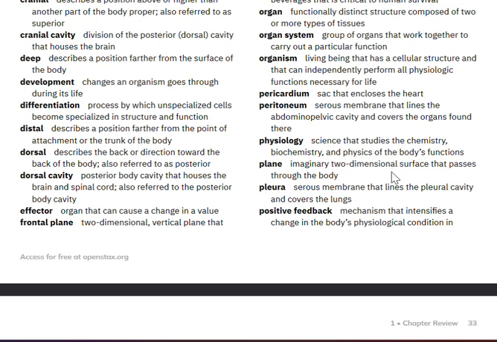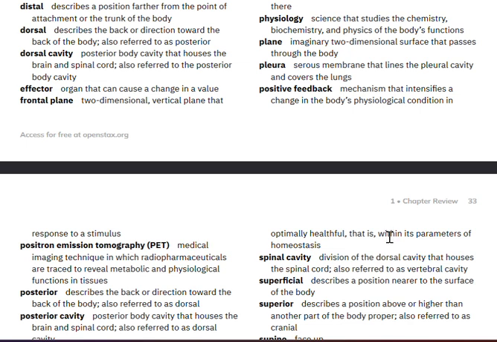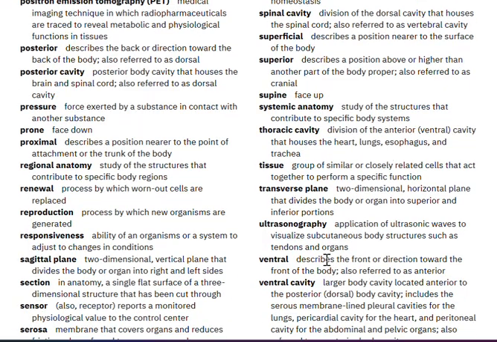Pericardium, sac that encloses the heart. Peritoneum, serous membrane that lines the abdominal pelvic cavity and covers the organs found in it. Physiology, science that studies the chemistry, biochemistry, and physics of the body function. Pleura, serous membrane that lines the pleural cavity and covers the lungs. Positive feedback, mechanism that intensifies a change in the body's physiological condition in response to a stimulus.